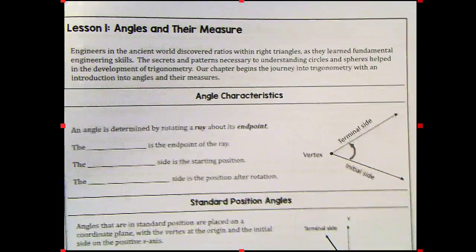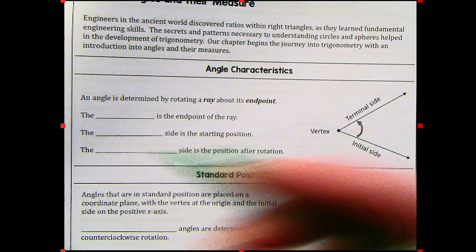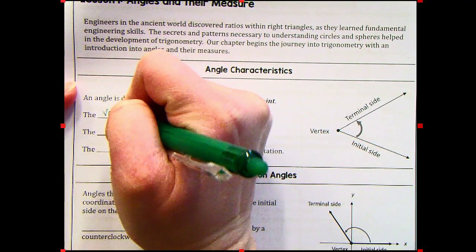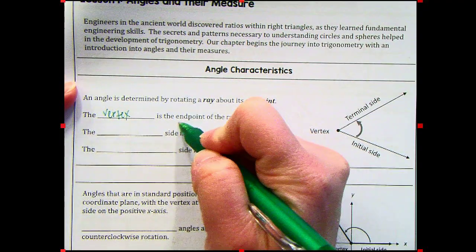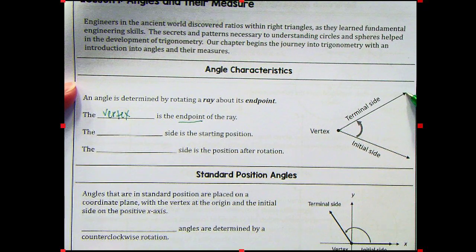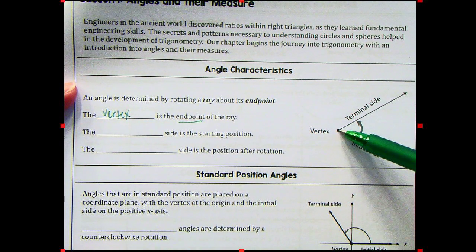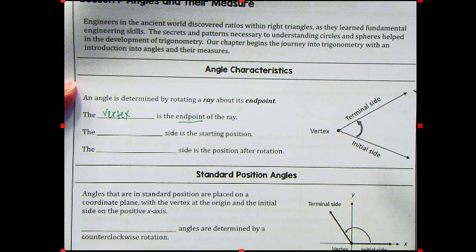So, angle characteristics. In case you forgot, the vertex of an angle is this point right here. The vertex is the end point of a ray. So a ray is an endpoint on one end and then an arrow. And basically if you combine two of those rays, you get an angle and they're combined at that vertex point.